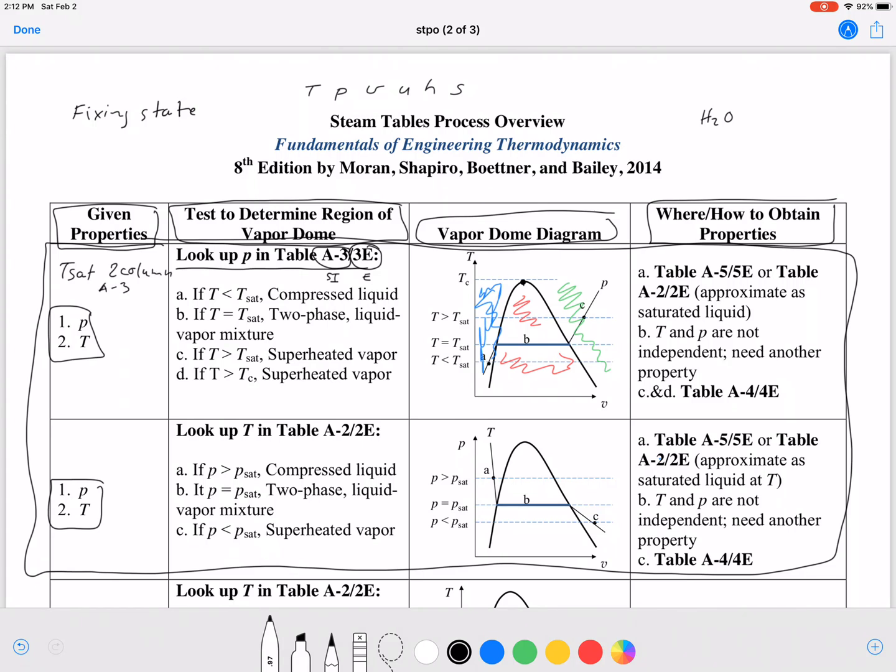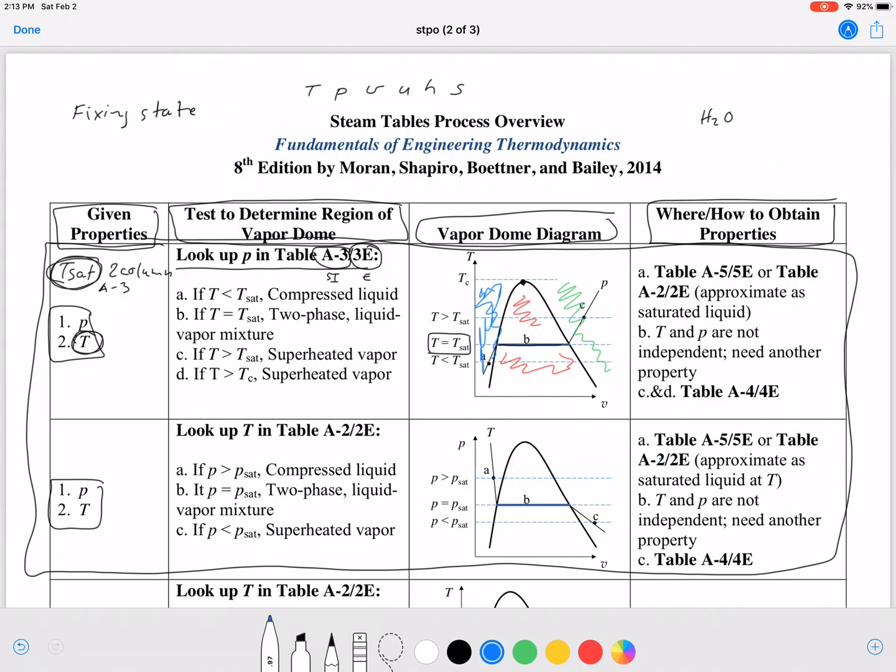So we look up, find the pressure we have in column 1, and we go over to the next column. It says temperature, but that is the saturated temperature. And what that means is this temperature, looking at this diagram, T equals Tsat when we're in the dome there. So that's the saturated temperature for a given pressure. So then given that saturated temperature, we compare the temperature we have to the saturated temperature, and that's how we decide where we're at in this dome.